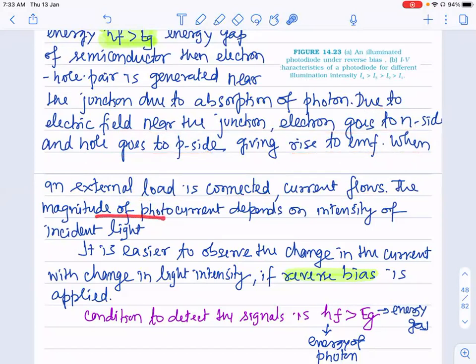The magnitude of photocurrent depends upon the intensity of incident light. More intense light means more photons means more electron hole pairs. Reverse current will be there. It is easier to observe the change in the current with the change in the light intensity if reverse bias is used.